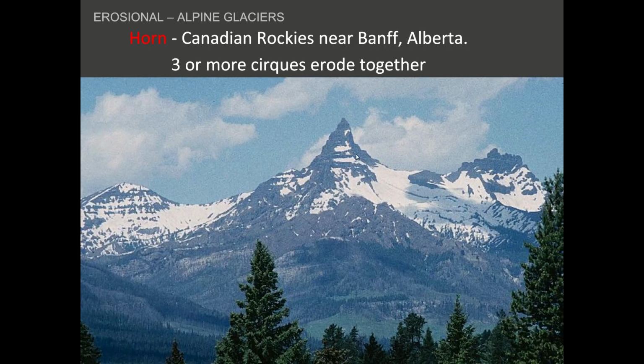A horn. Here's a real picture of a horn where multiple arêtes come together. This one is extra dramatic. It doesn't have to be this dramatic to be a horn. This one over here may be a horn. It just has to be 3 or more cirques eroding together.